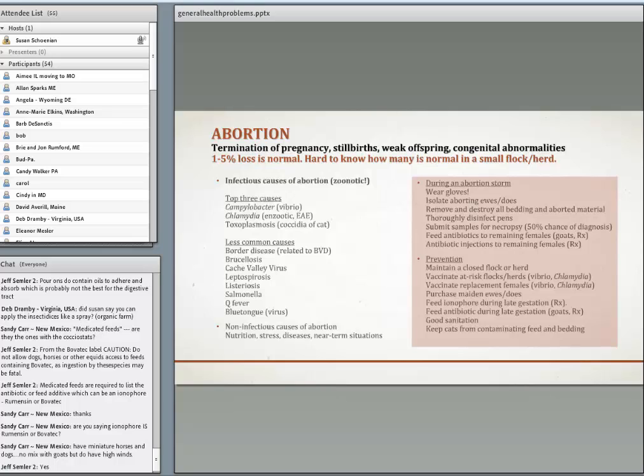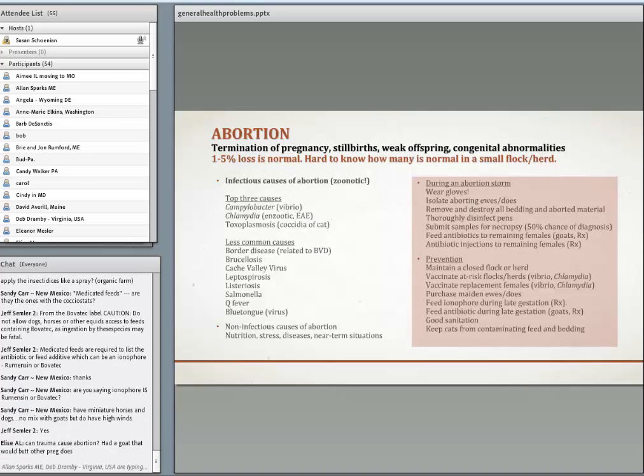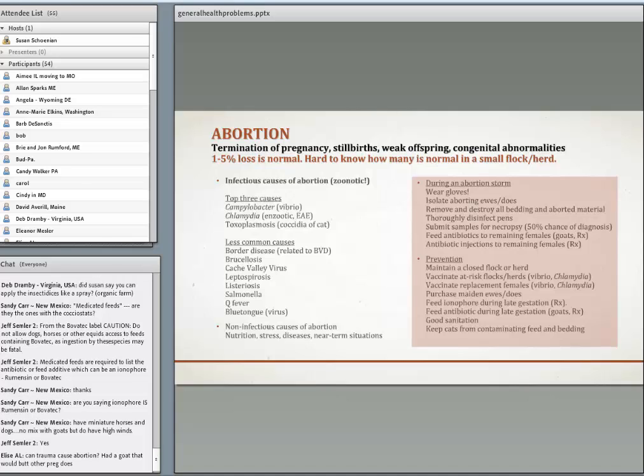And the one warning I'll give you about that is you could submit it and still not find out what the cause of abortion was. It's about a 50-50 chance whether you're going to figure it out. But if you don't submit any samples at all, there's a 0% chance you're going to figure it out. At the beginning of the lambing and kidding, you can feed antibiotics or inject antibiotics to try to prevent any further problems. Feeding them is approved for sheep, not for goats. Injections are prescription for both species.